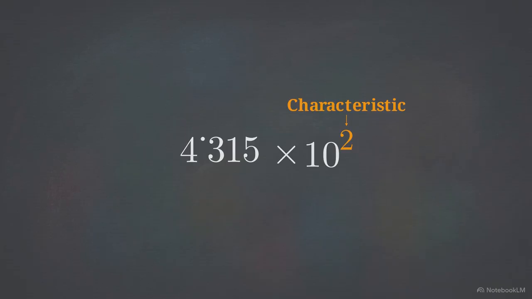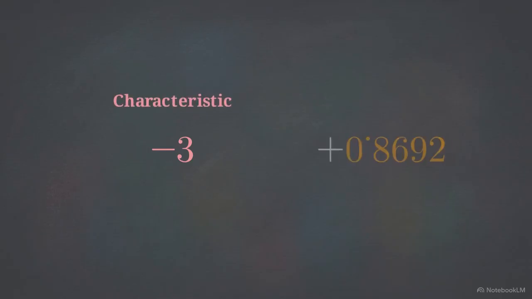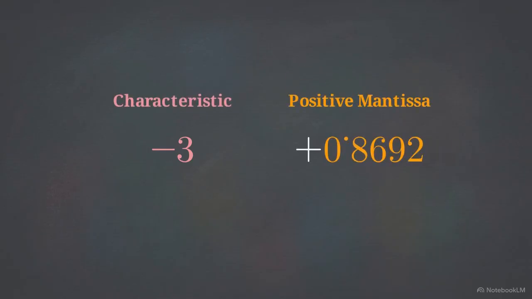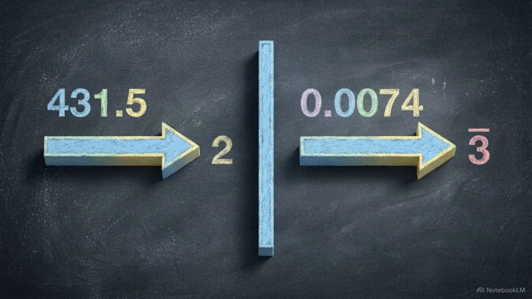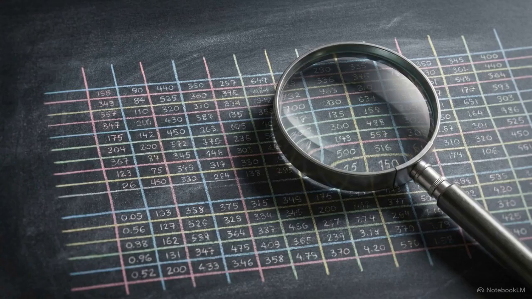We do the reverse for numbers less than 1. For 0.0074, the decimal hops 3 spaces to the right to clear the zeros, giving us 7.4 times 10 to the negative third power. Since logarithm tables are printed using only positive decimals, we need a way to combine our negative characteristic with a positive mantissa. We do this by placing a bar over the characteristic, which shows that only the integer part of the exponent is negative. The physical position of the decimal point in the original number completely dictates the integer half of your final log value. With the characteristic isolated, we can move to the table.